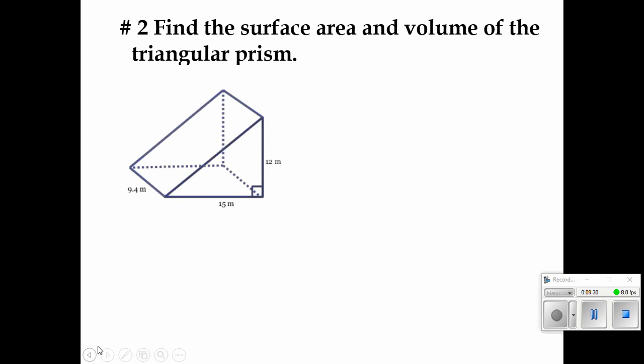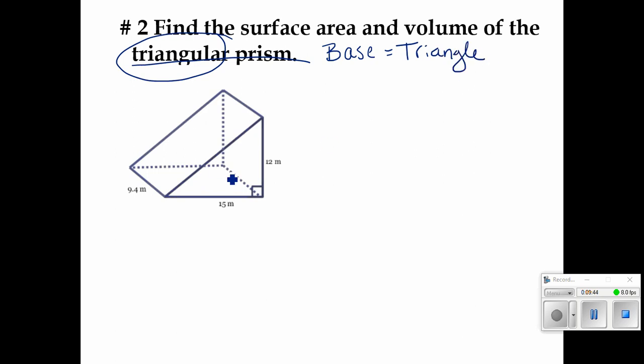So it says, find the surface area and volume of the triangular prism. Oh, it tells me what the name is. Triangular prism. What does that tell me? It tells me that the base is supposed to be a triangle. So even though it's not sitting on a triangle, it's a box that got knocked over. This is supposed to be the base, okay? So because there's a triangle in the front and the back, you could use either one. Usually I go with the front because it's easier to see.